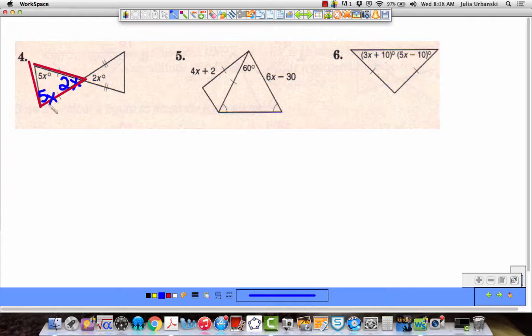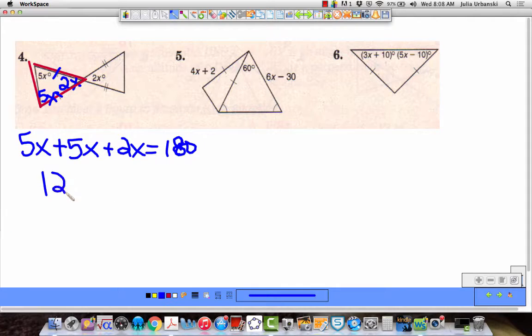5x. Because since the two sides are the same, that makes those two angles across from them the same. Now that's one you can do, right? What would you do? Make an equation or add them all up to 180? Add them all up to 180. 5x plus 5x plus 2x equals 180. There's an 8. 12x. And I want to guess that that's 15, am I right?